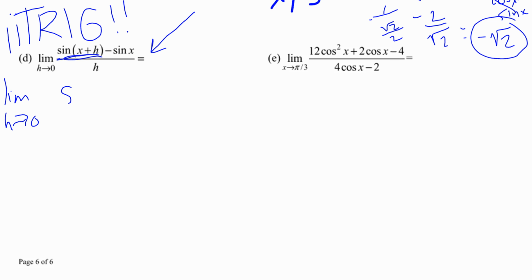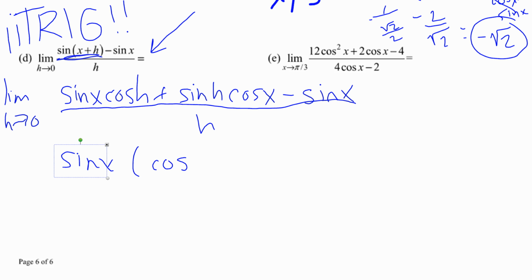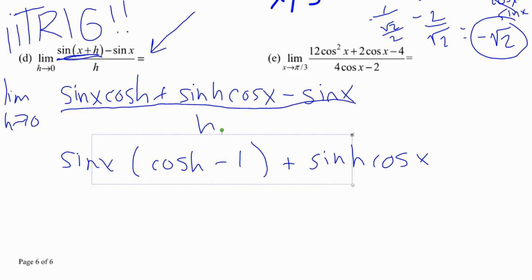We would have sine of x cosine of h plus sine of h cosine of x, and then we just have that minus sine of x all over h. I could factor out a sine of x. We might as well just finish this one. I would get cosine h minus 1 plus sine of h cosine of x all over h, and we are bringing down that limit.